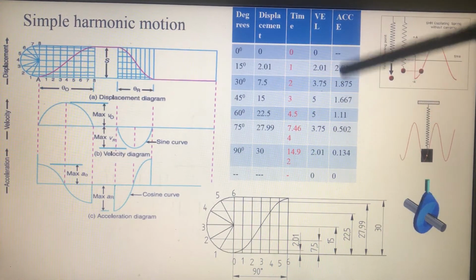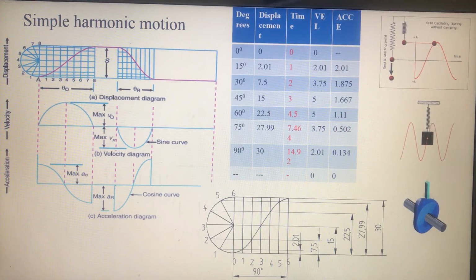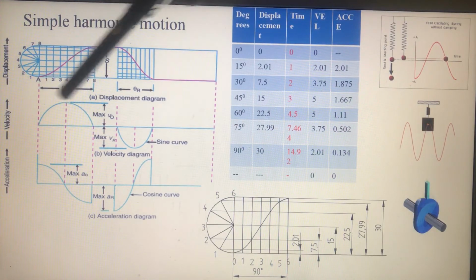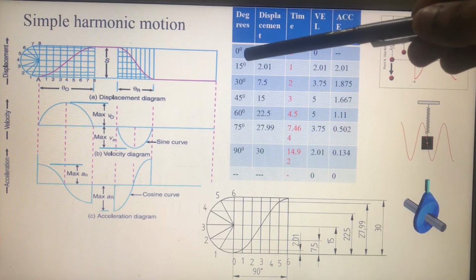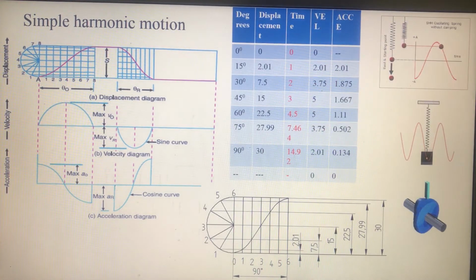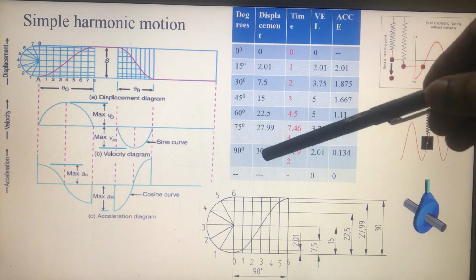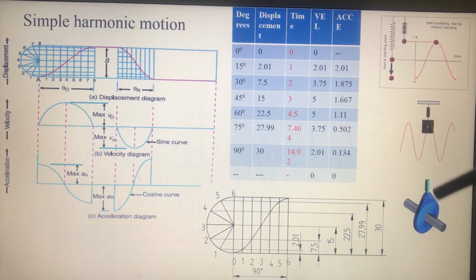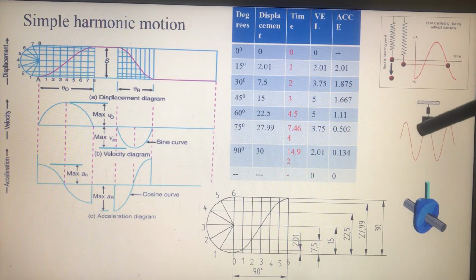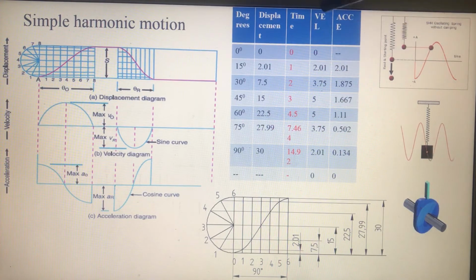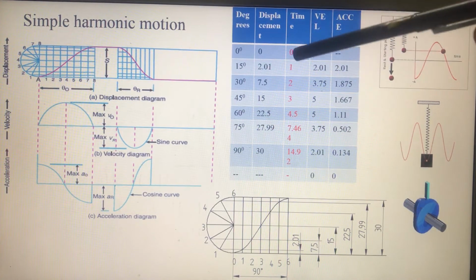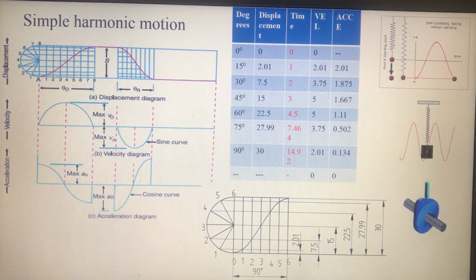I am taking the angle of rise, that is half of the cycle, from 0 degree to 90 degree. Next, the stroke length from 0 to 30. Stroke length means the maximum lift of the follower. Okay, 0 to 30, and the time required to reach the peak, meaning maximum lift, is 14.92 seconds.